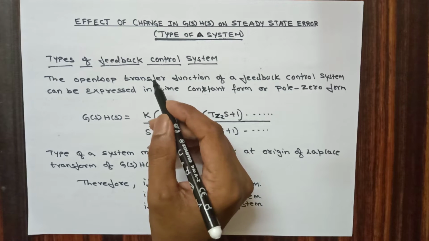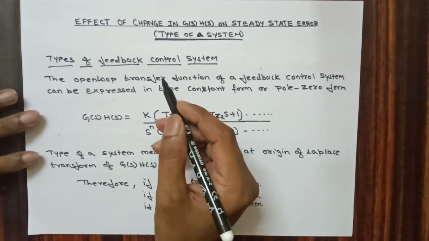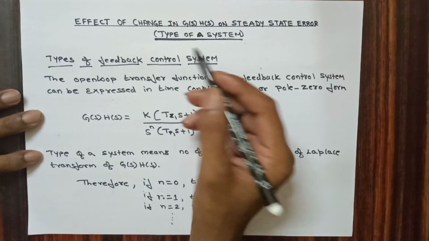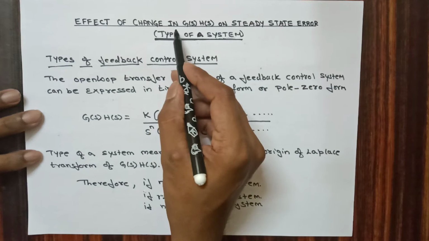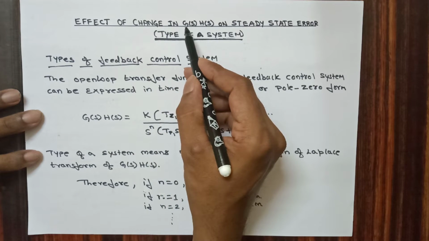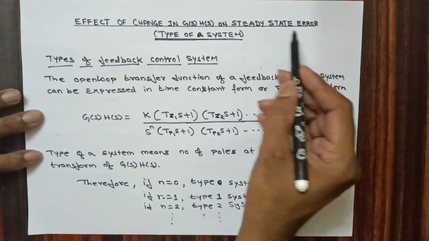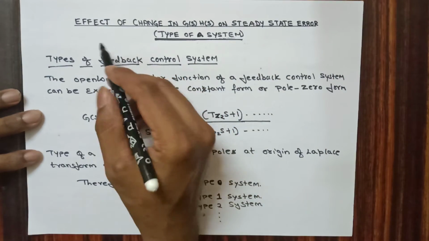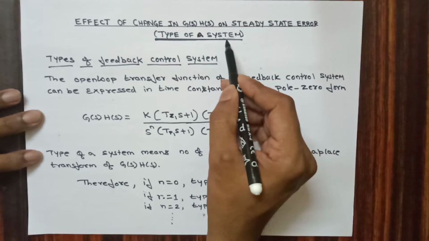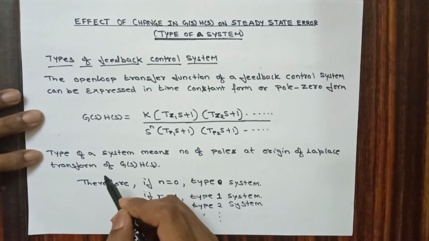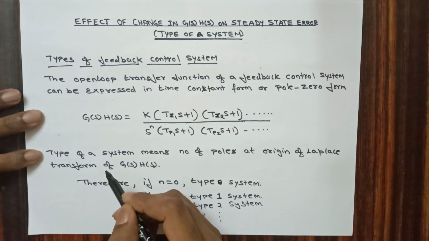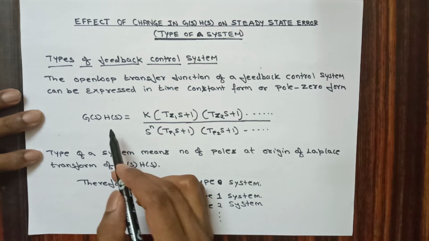In the previous lecture, we discussed the effect of input type and magnitude on steady state error. In today's topic, we'll discuss the effect of change in open loop transfer function G(s)H(s) on steady state error, or we can say the effect of type of a system on steady state error. Type of a system means the number of poles at the origin of the Laplace transform of the open loop transfer function G(s)H(s).